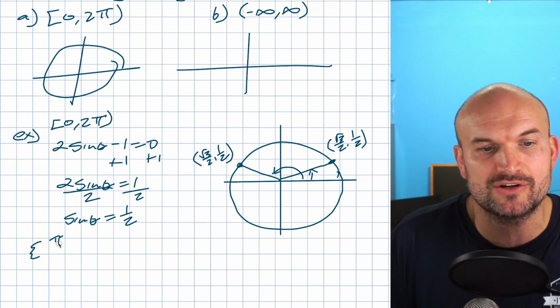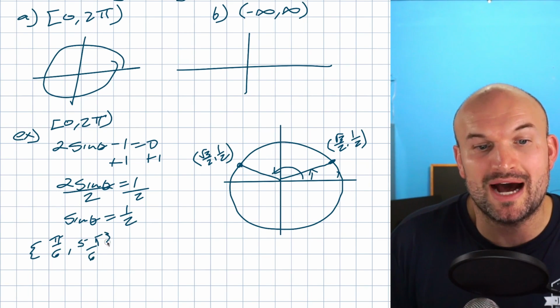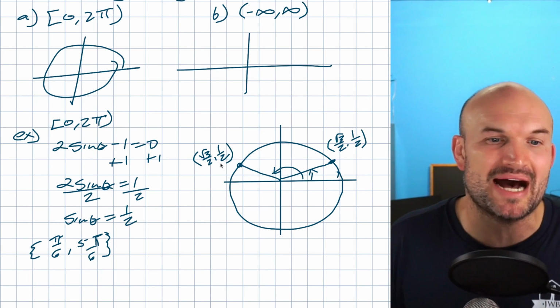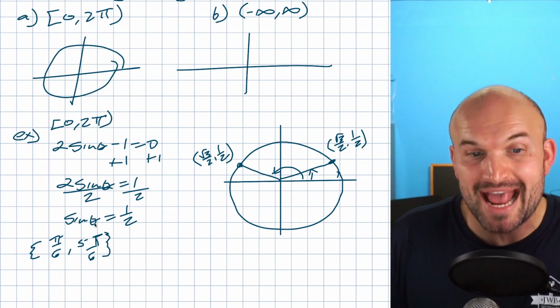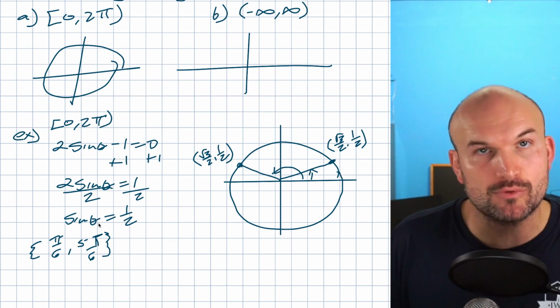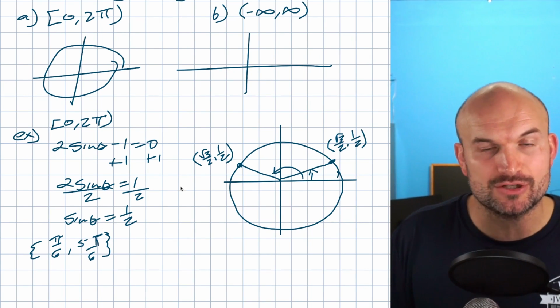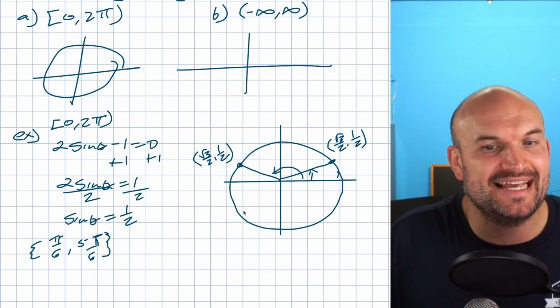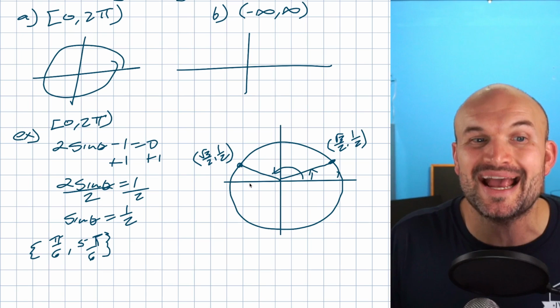The angles are going to be pi over 6, which is the first one, and 5 pi over 6. So on the unit circle, these are the only two solutions where the y coordinate is equal to a positive 1/2, right? The sine of what angle equals 1/2. That's what we're looking for. What are those angles? But again, it's only the angles between 0 and 2 pi. That's why the restrictions are so important. It can't be over here because the y coordinate would be a negative 1/2.